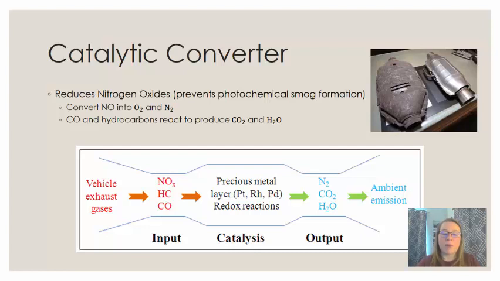The carbon monoxide that is coming out of the exhaust pipe is reacting again with the catalyst inside of that catalytic converter, and that is producing carbon dioxide and water. Now, carbon dioxide is a greenhouse gas. However, it does not lead to that photochemical smog formation, and the whole goal of using this catalytic converter is to reduce those nitrogen oxides.